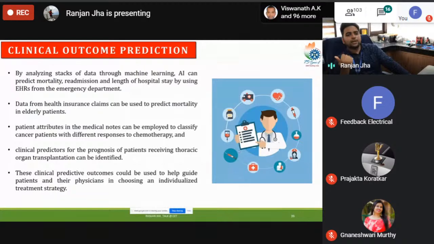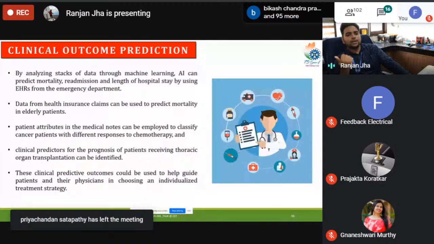So patient attributes in the medical notes can be employed to classify cancer patients with different responses to chemotherapy. Clinical predictors for the prognosis of patients receiving thoracic organ transplantation can be identified. So these clinical predictive outcomes could be used to help guide patients and their physicians in choosing an individualized treatment strategy. Again, it's all the same.